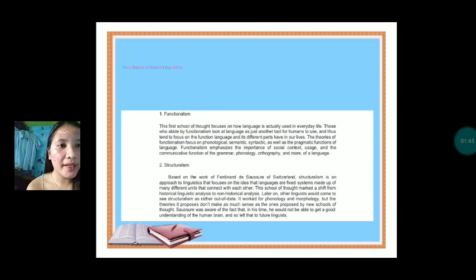This school of thought marked a shift from historical linguistic analysis to non-historical analysis. Later on, other linguists would come to see structuralism as rather out of date. It worked for phonology and morphology, but the theories it proposes don't make as much sense as ones proposed by new schools of thought. Saussure was aware of that fact in his time. He would not be able to get a good understanding of the human brain and so left that to future linguists.